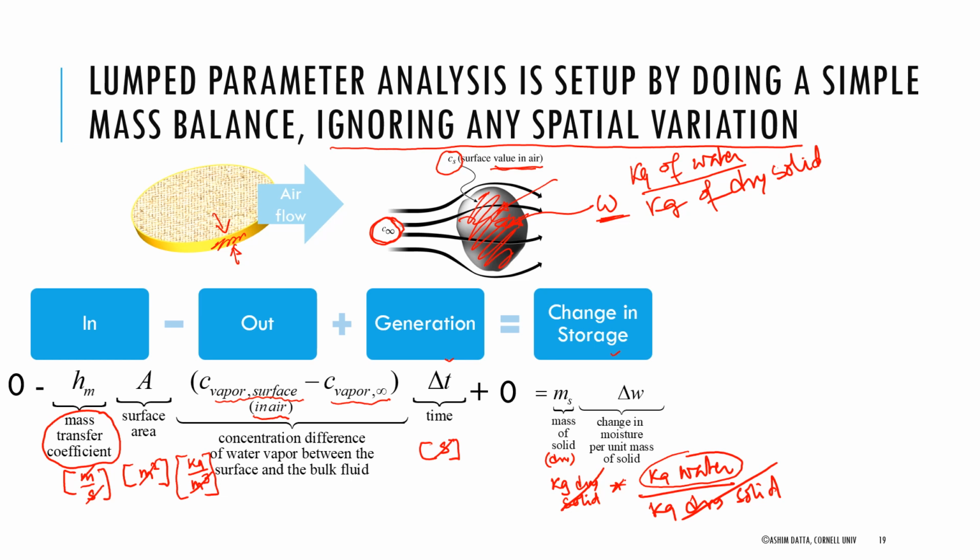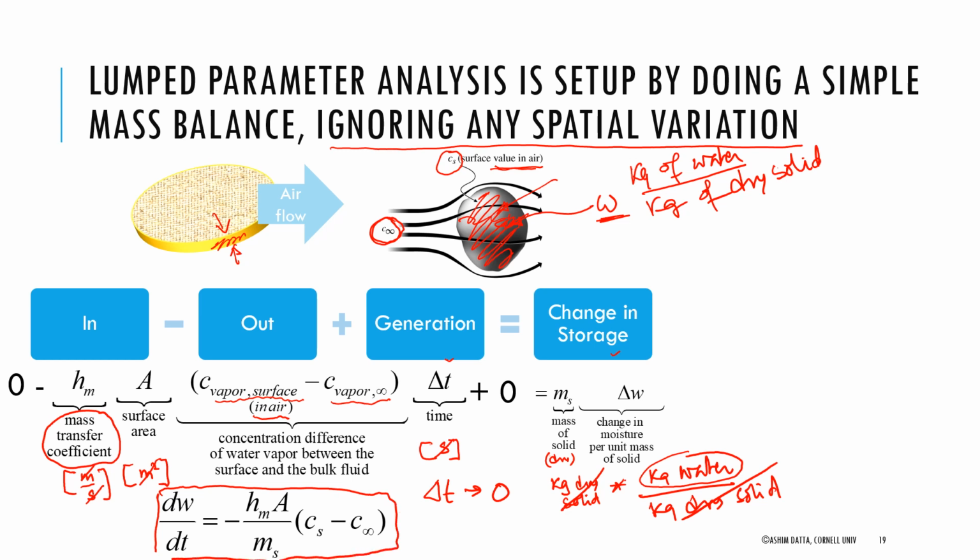Now we simplify this equation algebraically, and we also make delta T go to 0, so we get a differential equation. So we get dW over dt. Let me wipe the old stuff out. So dW over dt is equal to this quantity, and that is my differential equation for lumped parameter.